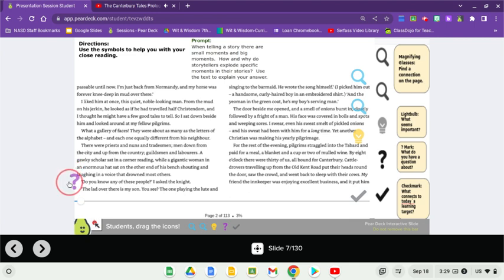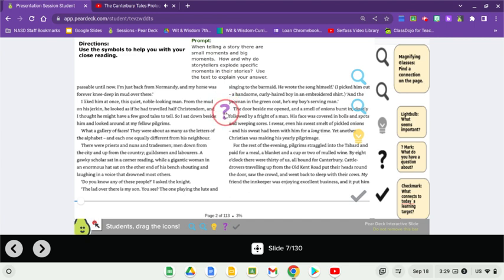"Do you know any of these people?" I asked the knight. "The lad over there is my son, you see, the one playing the lute and singing to the barmaid. He wrote the song himself." I picked him out, a handsome curly-haired boy in an embroidered shirt. "And the yeoman in the green coat, he's my boy's serving man."